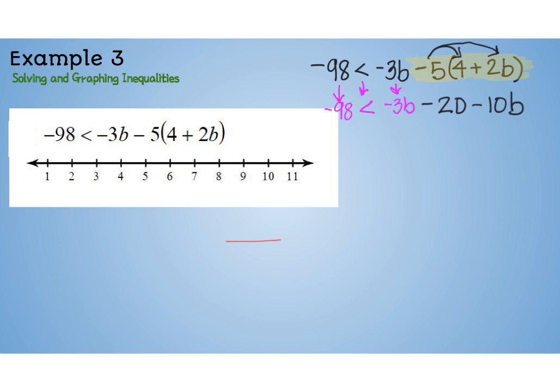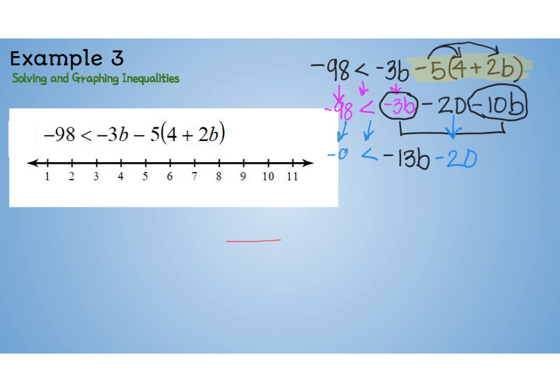All right. Now, let's go ahead and simplify this side with the like terms, my CLT again. Here I have a negative 3b and a negative 10b. So when I combine those, I'm going to get a negative 13b. Now I can bring down the rest of the problem that I did not work with. Also, I'm going to bring down that inequality symbol, and I'm going to bring down that negative 98.